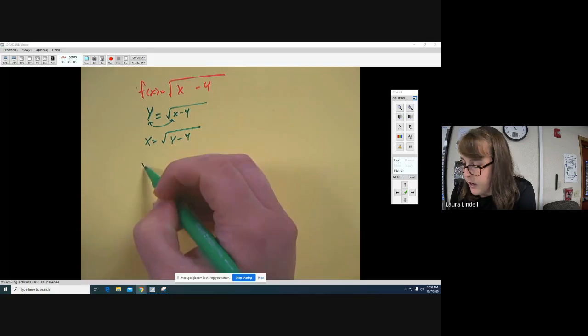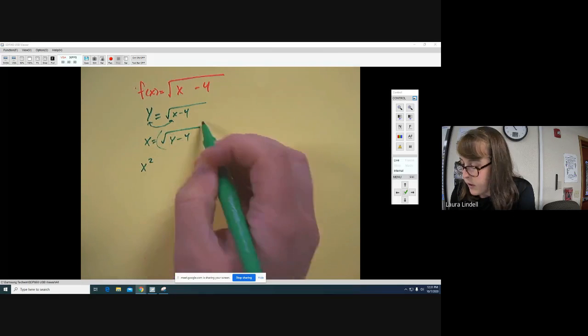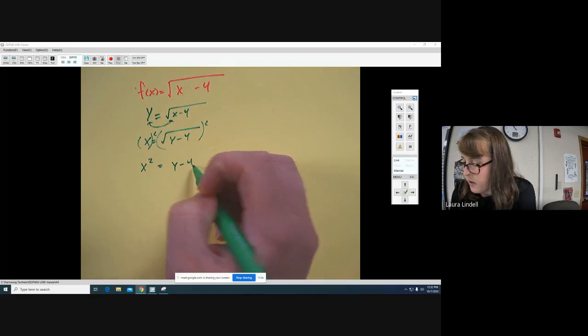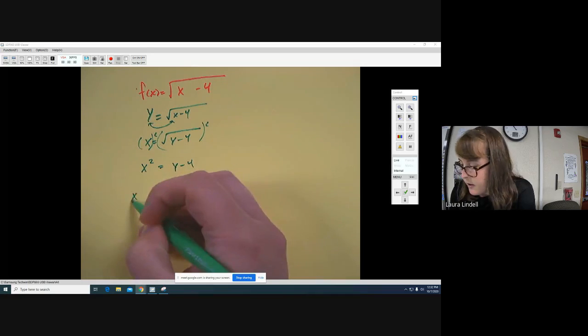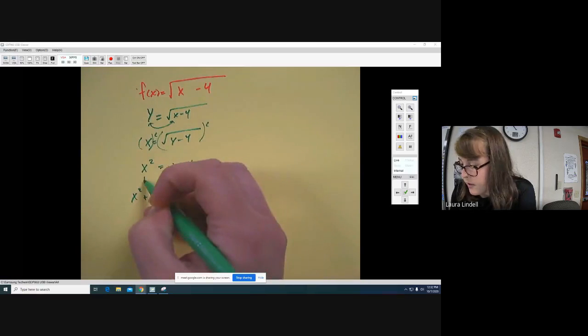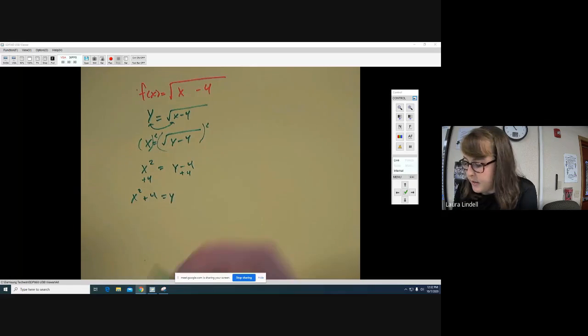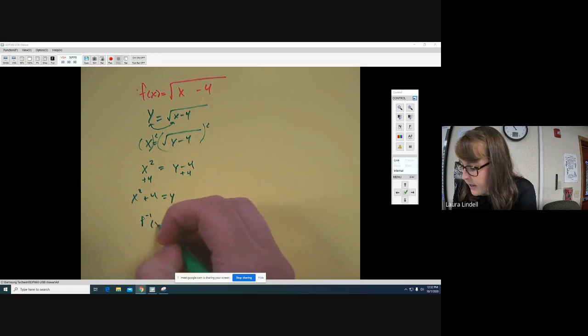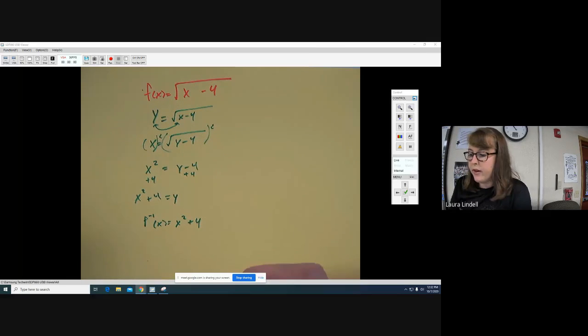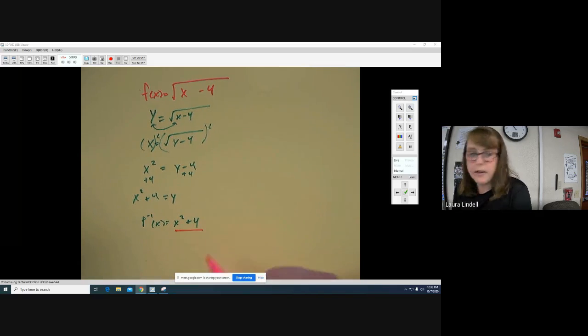So x squared, if we square both sides, equals y minus 4. And then x squared plus 4 equals y, because we would add 4 to both sides. And so then f inverse of x equals x squared plus 4. Now for figuring out the domain, most of us got through this part just fine.